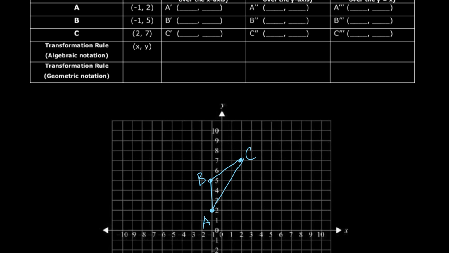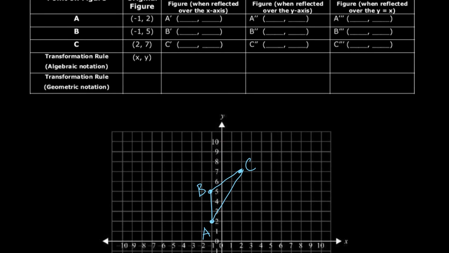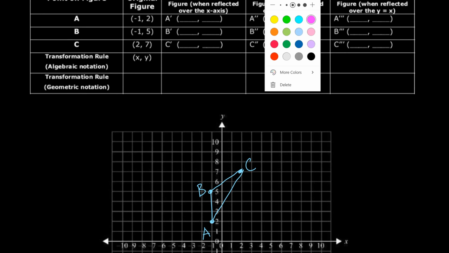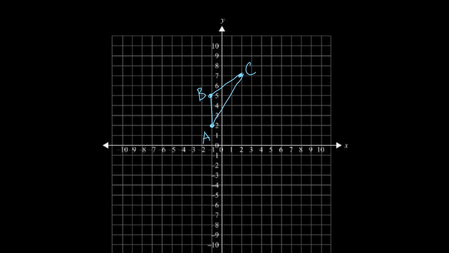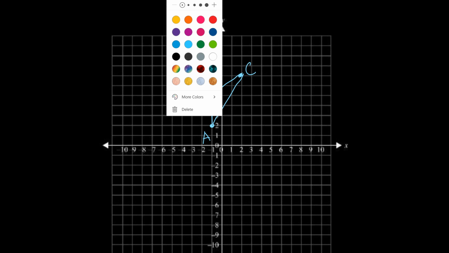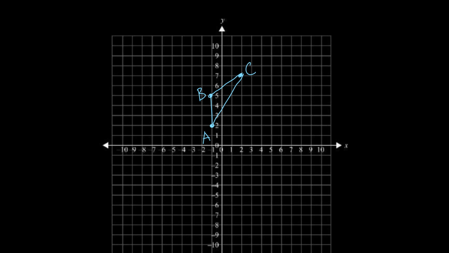So the first line that we're going to reflect over is the x-axis. Now, if you have a highlighter, I would take it out because we want to highlight our line of reflection, or in this case, our line of symmetry, it's also called. We're going to highlight our x-axis.